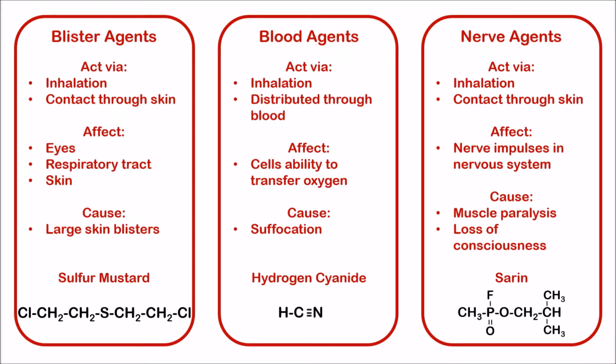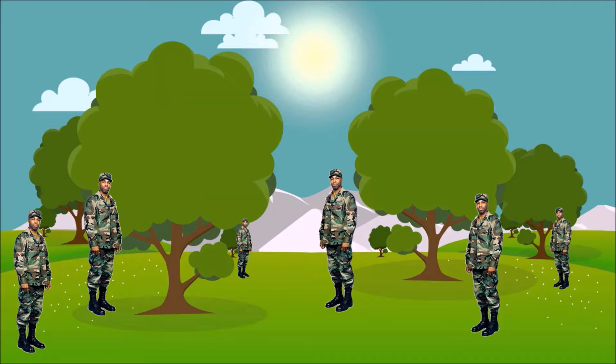Nerve agents acquired their name because they affect the transmission of nerve impulses in the nervous system, which leads to muscle paralysis and eventually death. Current technology for the protection against these agents consists of activated carbon suits, which absorb the agents and trap them in the suit.